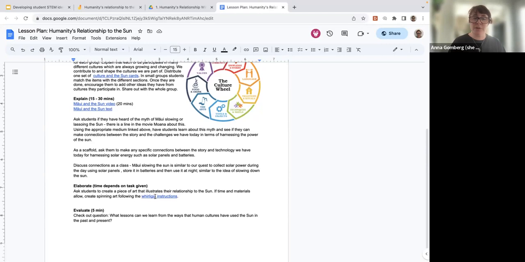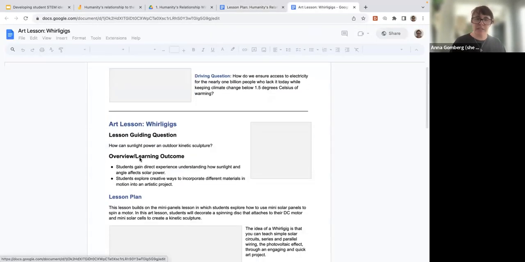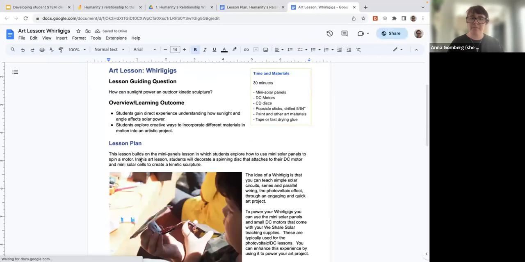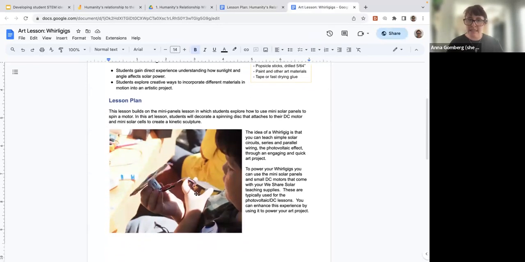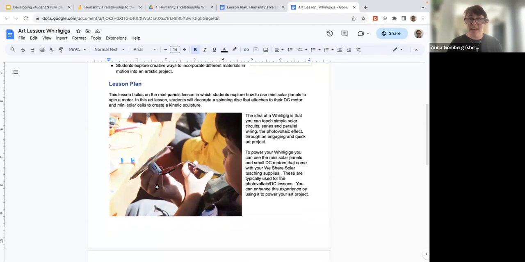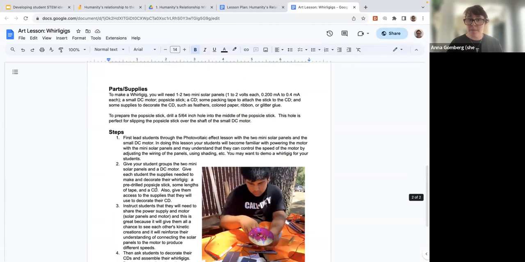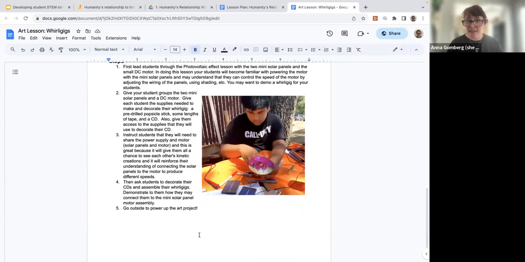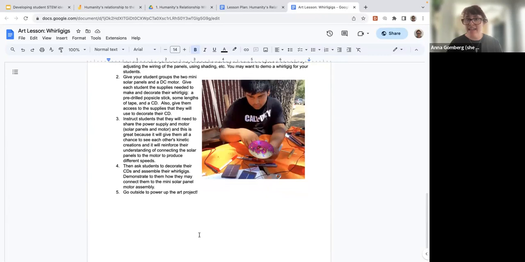We've then also got this pretty cool art lesson. You need some extra materials for this, but if you have little mini solar cells like this, you can attach them to a motor, get a CD, stick a popsicle stick on the back, drill a hole in it, put that on the motor, and then take it out and it spins, and it's super cool. They can just draw on them with Sharpies, they can decorate them with anything, and then they just look really, really cool.